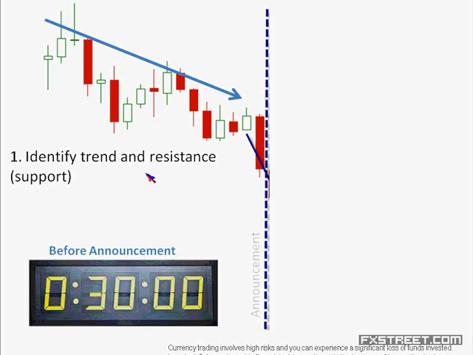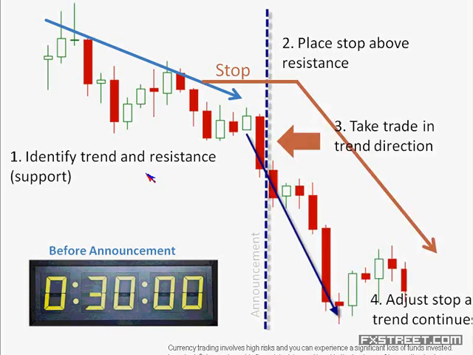And I place the order in the direction of the trend, identifying trend resistance for a downtrend or support if there's an uptrend. Identify the most recent stop area or the area above resistance, giving myself enough room to be right, knowing that oftentimes an announcement has some volatility, and then we simply take the trade in the direction of the trend, adjusting the stop as we go down, as we get lower highs and lower lows. Probably the most direct approach to trading the news.